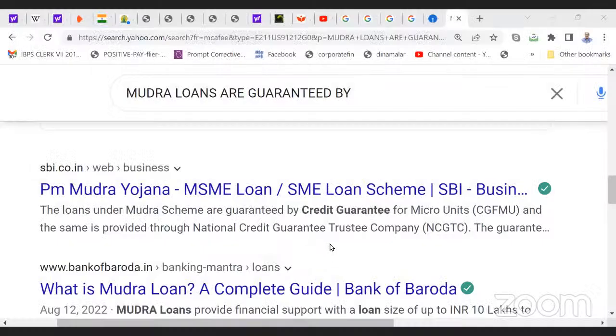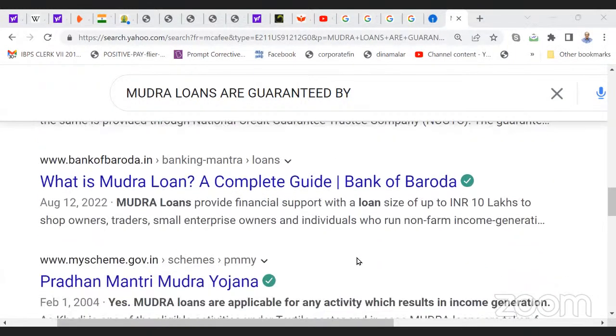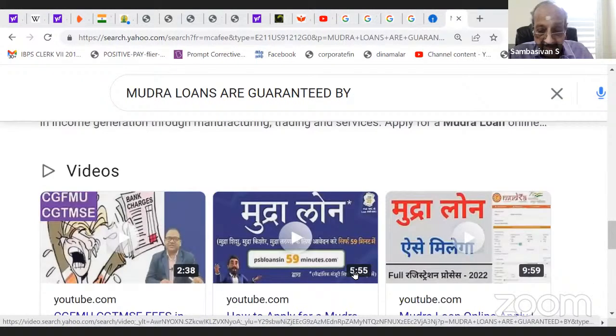Acha. There are two guarantees, sir. First is the credit guarantee for micro units. Here I am getting it on the screen. I will share it with you. It comes under the MSME ministry, credit guarantee for micro units, and then the other is the National Credit Guarantee Trustee Company. Here it is given: the loans under the Mudra scheme are guaranteed by credit guarantee for micro units, CGFMU. Because I myself am not clear about it, that's why I'm reading again. Credit guarantee for micro units, and the same is provided through National Credit Trustee Company. Yeah, good. So you can make a search like this and try to know some more points about that if you want. That will be good.